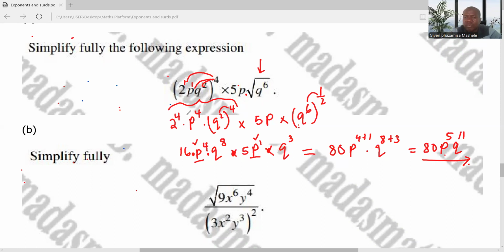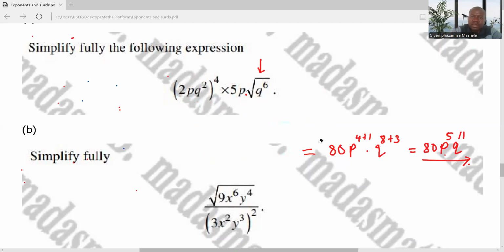To the power of 4, p to the power of 4, q to the power of 8, 5, p, q to the power of 3. Then the bases are the same, we add for q, even for p. Then 16 times 5 gives us 80. So that is the answer. Okay, I believe you are following. Let's move on to the next one.